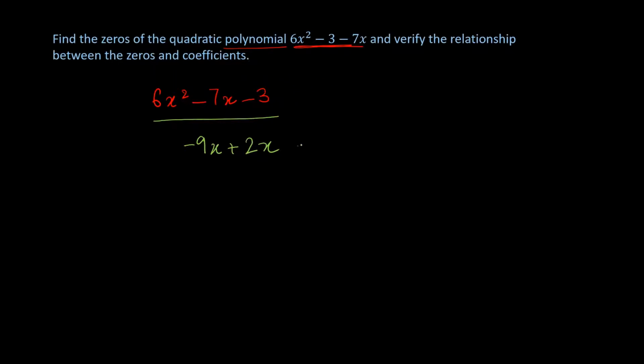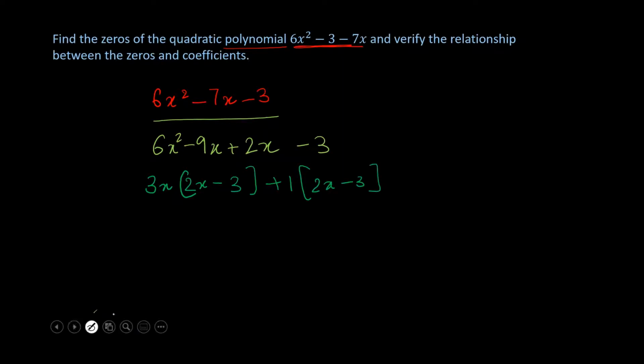Next let me write this down here, and now let me take 3x common from here. I'll be left with x minus 3. 2x minus 3, sorry, and I don't have anything to take, so I'll take one common, so I'll be left with 2x minus 3 as well. Now I'm going to take 1 and 3x plus 1 common.